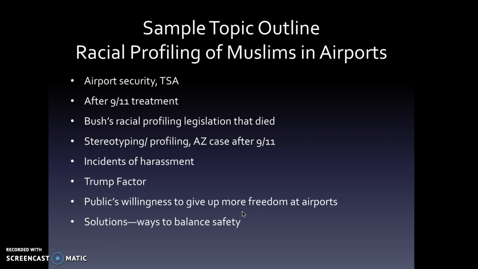how President Bush's racial profiling legislation, which he wanted to get through after 9/11, died; how stereotyping and profiling in the Arizona cases worked after 9/11, what happened, incidents of harassment, those might go together actually; the Trump factor, which is the Muslim ban; and then the public's willingness to give up more freedom at airports in order to be safe; and then the final solution is a way to balance all of this. So that would be an idea of some basic topics until you really get involved in your research and know exactly what you have sources for.